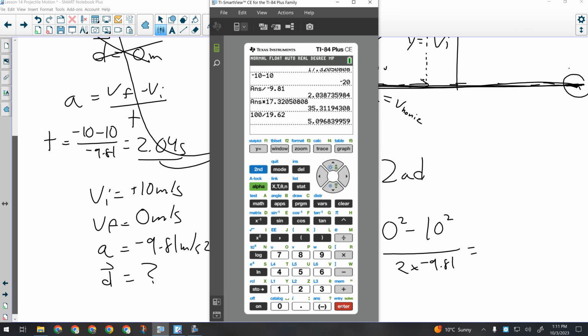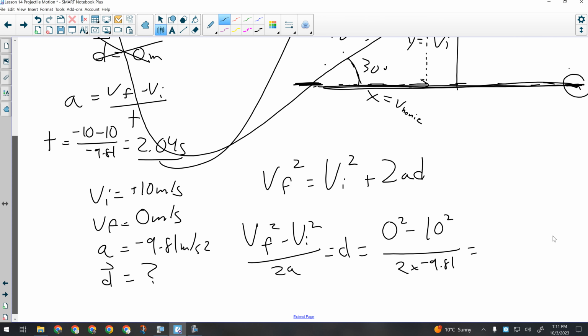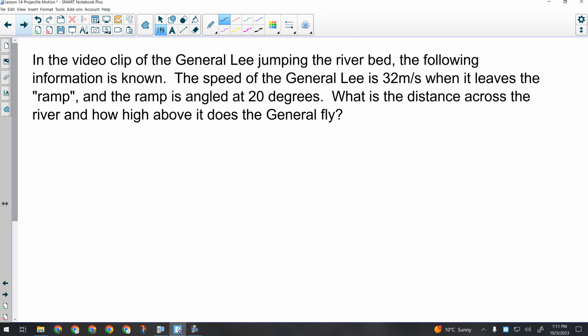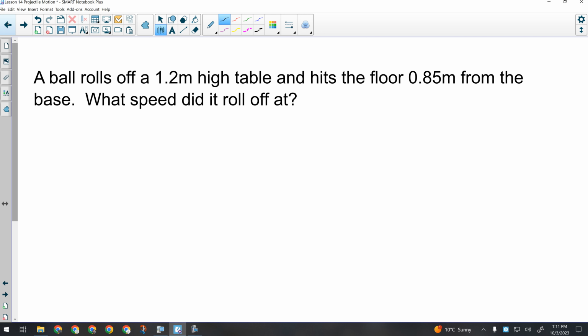Those are the kinds of things you're going to be asked, okay, for a projected at an angle projectile question. All right? Now, no, that's a horizontal one. Okay. Let's look at some good movie physics.